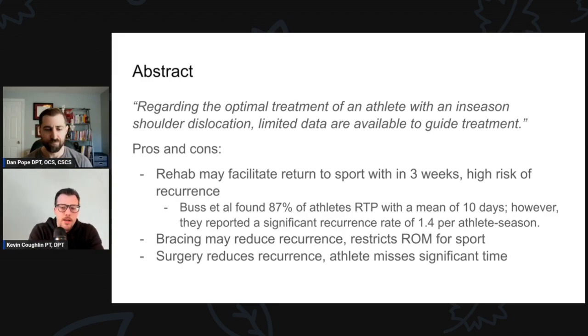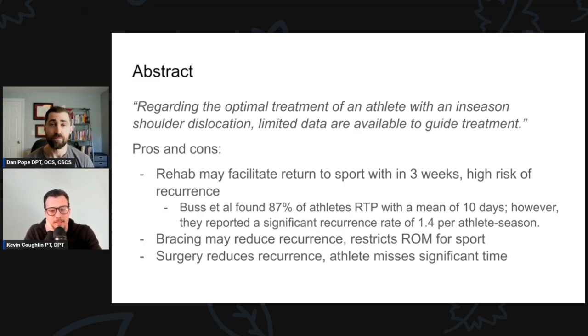Awesome. Yeah. So, just regarding a little bit of information that was interesting from the abstract. The reason why they did this is they were saying that regarding optimal treatment of an athlete with an in season shoulder dislocation, there's very limited data to guide treatment. So, we looked to the research for some answers, and there wasn't a ton, and they decided to come out with this paper. So, this was in 2012. But I think it's a pretty powerful paper today. Yeah, I added some other references that are newer and it's still the same. It hasn't changed.